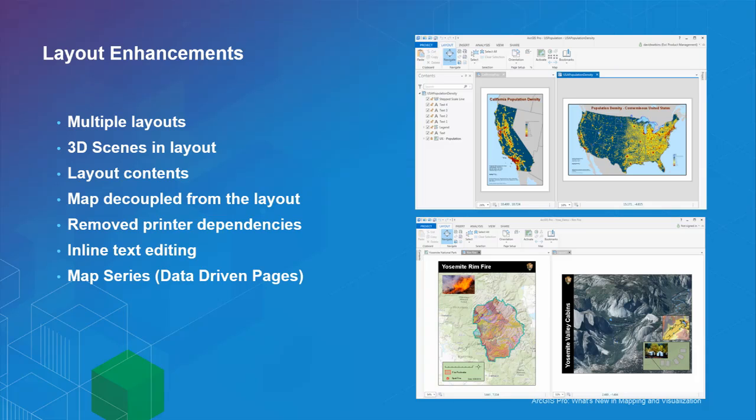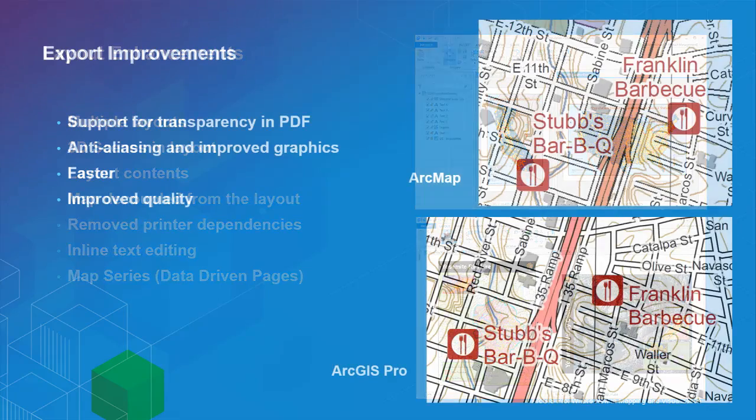We've also added at 1.2 map series. This is your data-driven pages functionality. So we've started calling it map series again. I'll say it that way. Hopefully that name will be a bit more intuitive to most of you than data-driven pages was. And so map series is now fully supported in ArcGIS Pro.